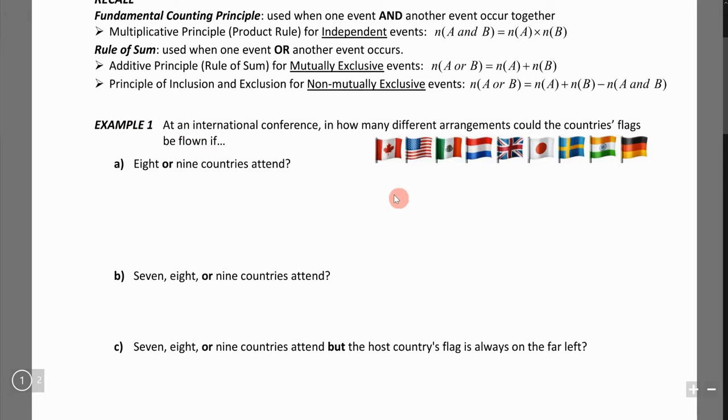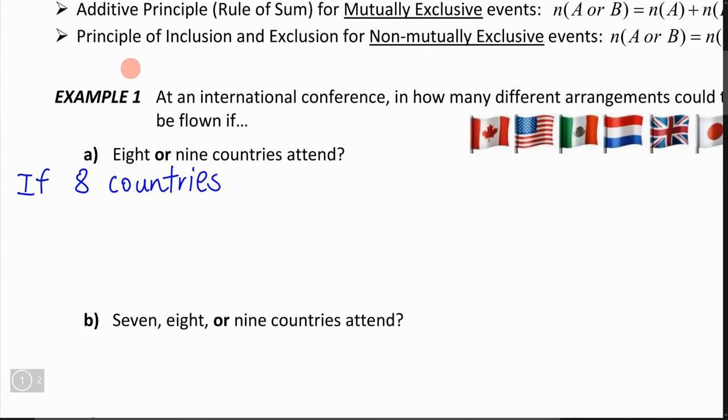Example number one: at an international conference, in how many different arrangements could the countries' flags be flown if 8 or 9 countries attend? Using permutations, if 8 countries attend, then the number of arrangements of 8 flags would be 8 factorial. If 9 countries attend, then the number of arrangements of 9 flags would be 9 factorial.